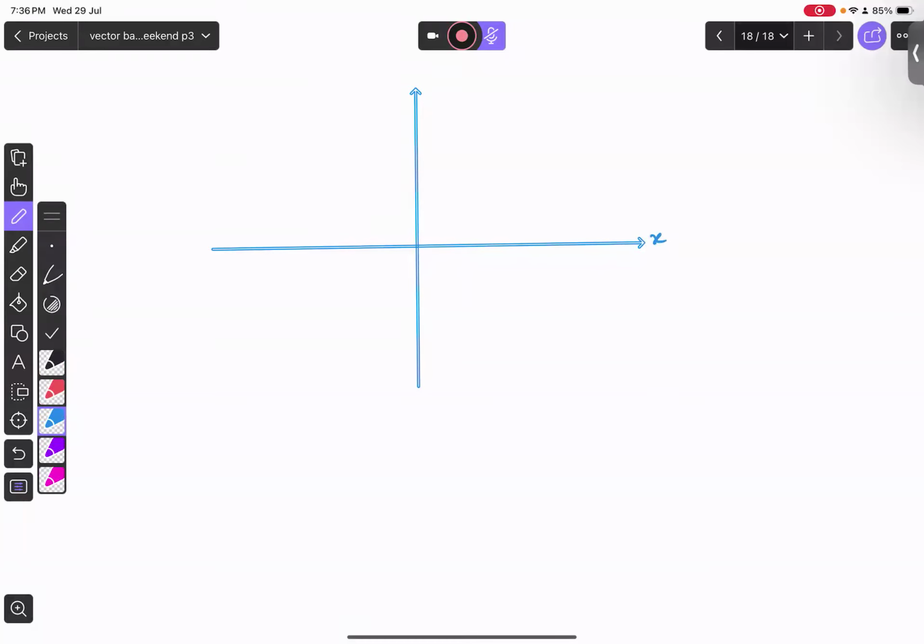So this is our x and this is our y. And I give you a vector, which is this one. Maybe A, whose length is 20. And it is making an angle of 53 degrees with negative x. And the job here is to find the x component.